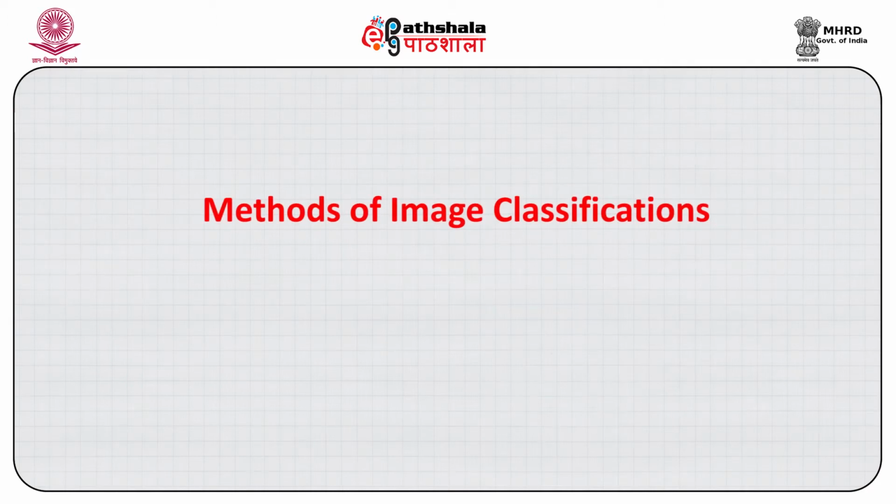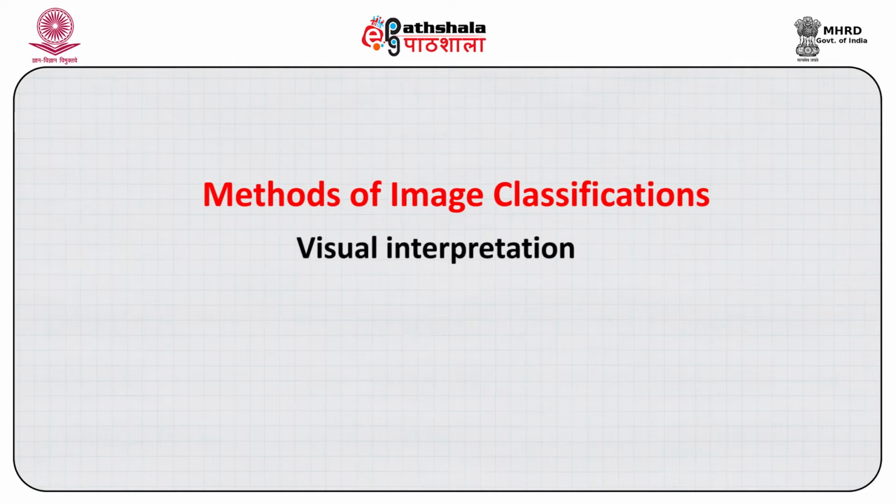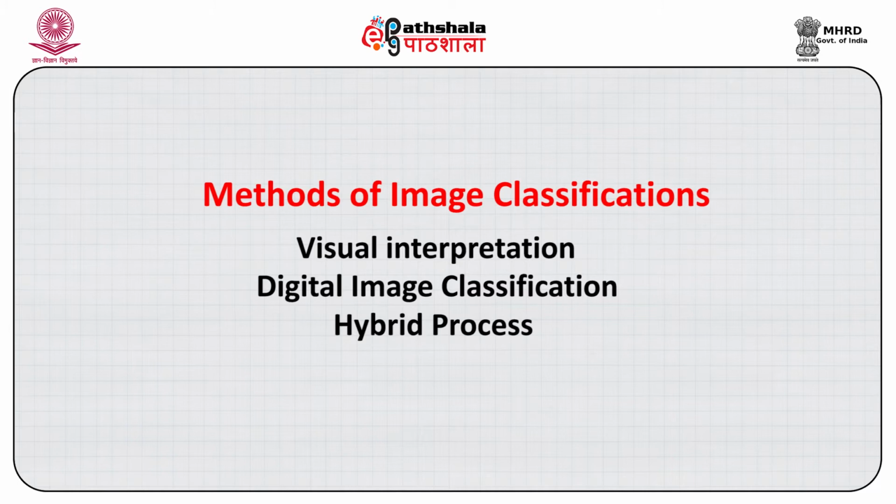Now, what are the various techniques we can utilize for classifying an image? There are basically 3 categories of methods which should be utilized for classifying an image. The first method is visual interpretation, the second is digital image classification, and the third is the hybrid process. Manual interpretation, as you can understand, is visual interpretation.